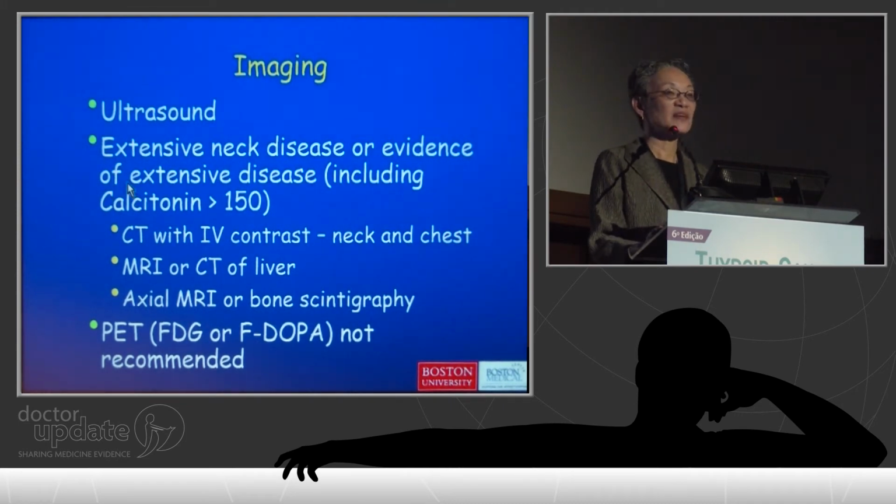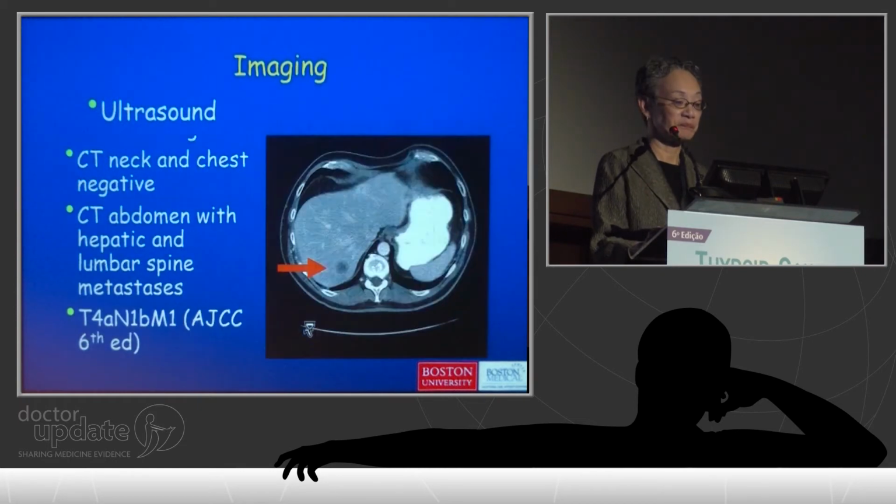If you have extensive neck disease pre-op, and your calcitonin is higher than 150, you're going to do a CT with IV contrast of the neck and chest. You're going to do an MRI or a liver-specific CT for the liver, and you're going to do an axial MRI or bone scintigraphy looking for metastatic bone disease. It is not recommended in the guidelines to do a PET CT at this point.